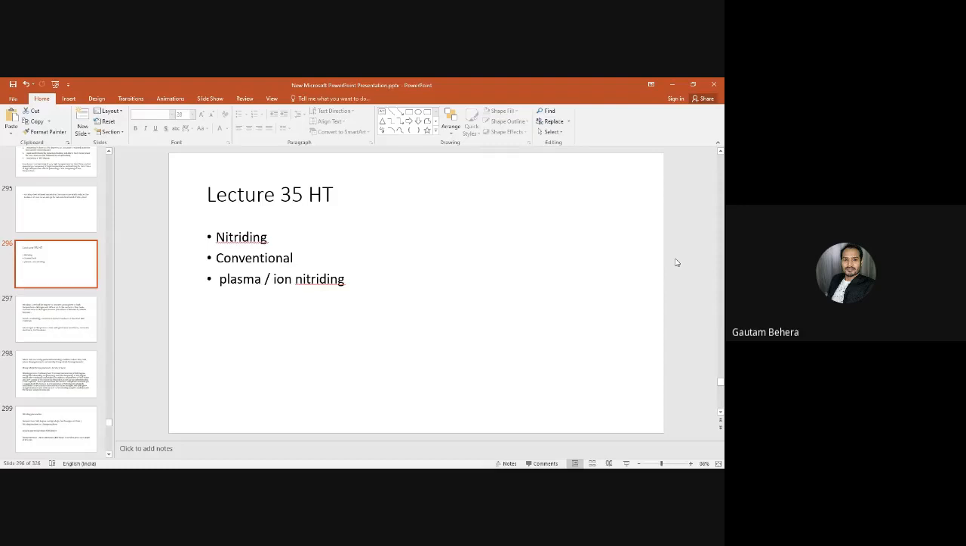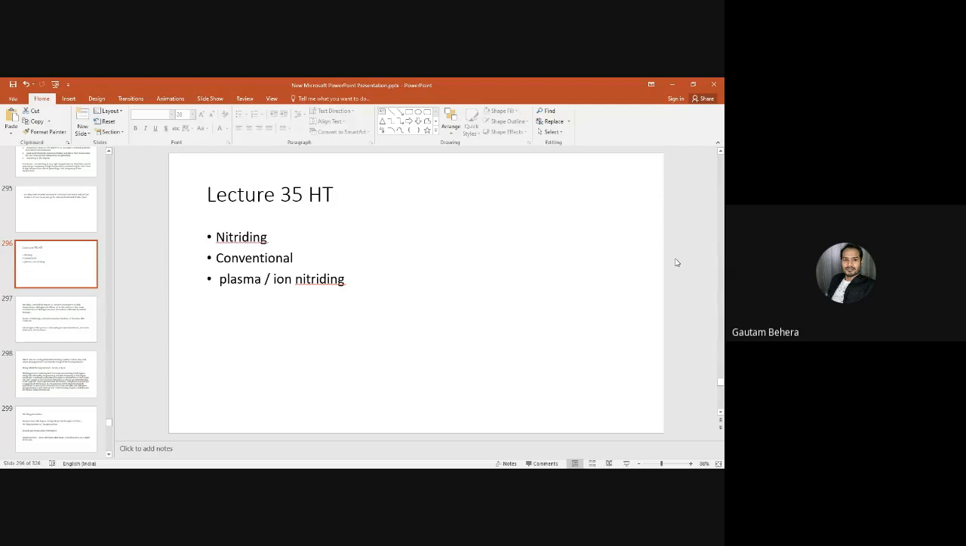Today's topic is nitriding, and as the name suggests, we have to use a nitrogen atmosphere. We need a furnace, and inside the furnace a steel sample that we want to nitride. We need to provide nitrogen gas during the process, and the temperature should be moderate. It is high, but remember it is below the temperature required for carburizing.